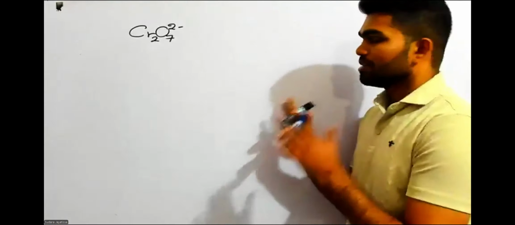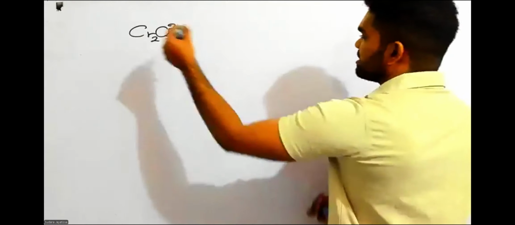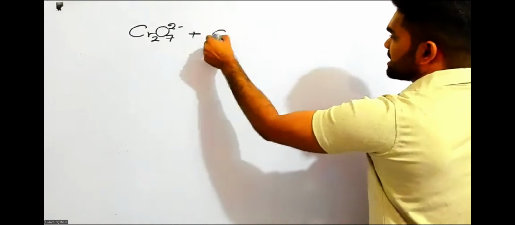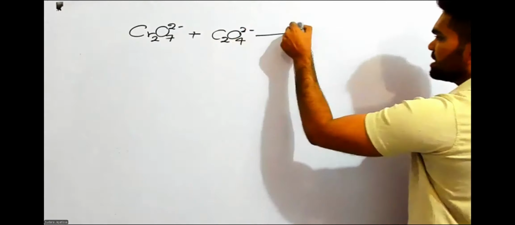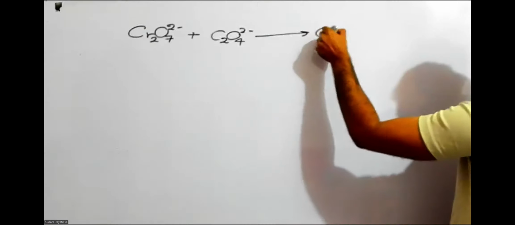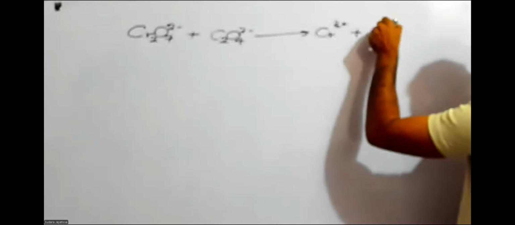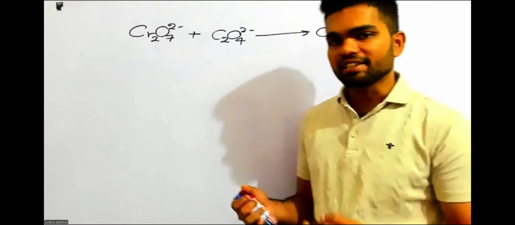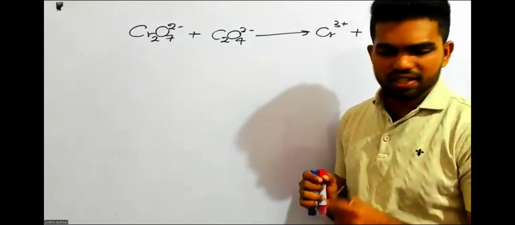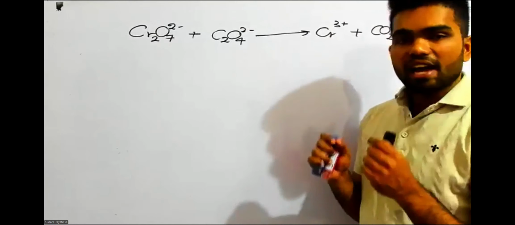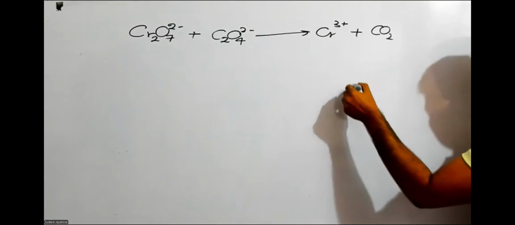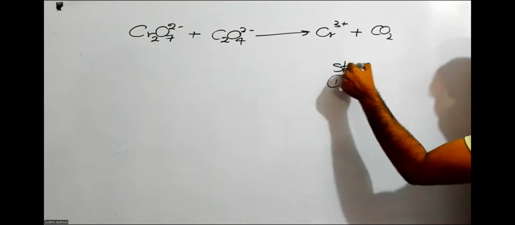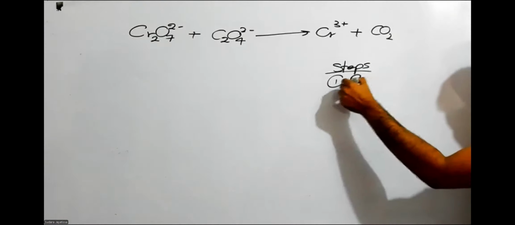Now let's come back to this balancing. Our reactants are dichromate, with the potassium omitted, and oxalate, C2O4 2−, and those are reacting to form chromium 3+ and carbon dioxide. If you recall the process for balancing, the very first thing we must do is what? Balancing the atoms. I'll write the steps here in case you want to revise them. The first step is balancing the atoms.